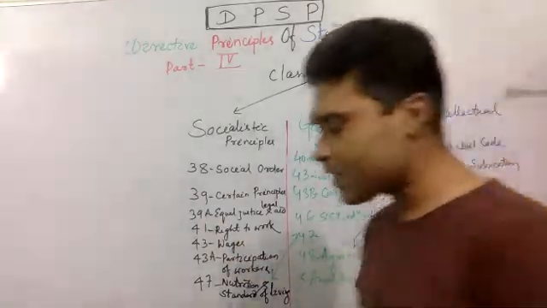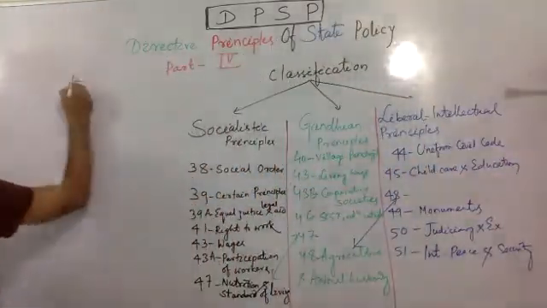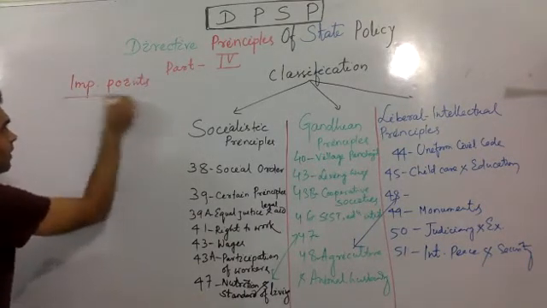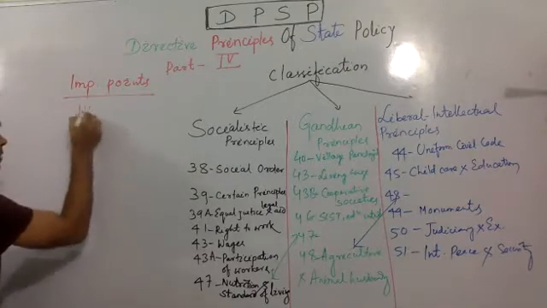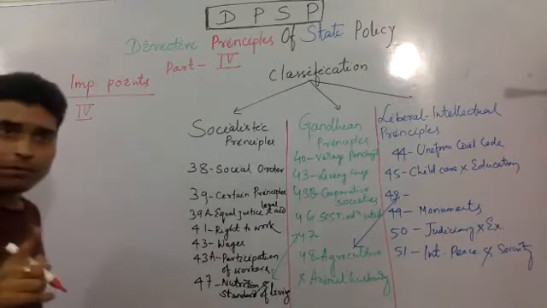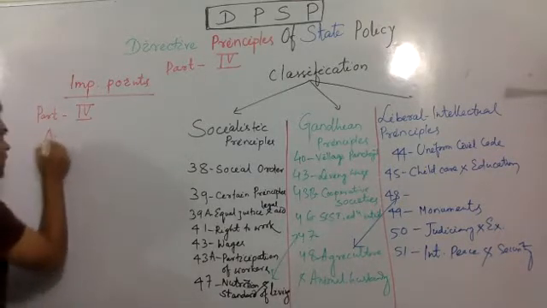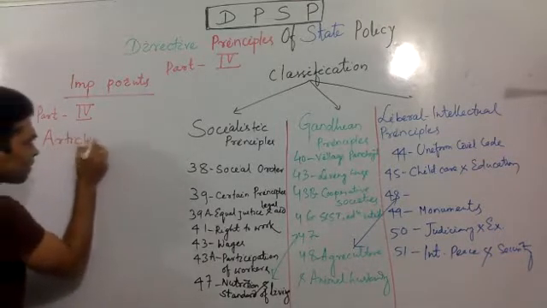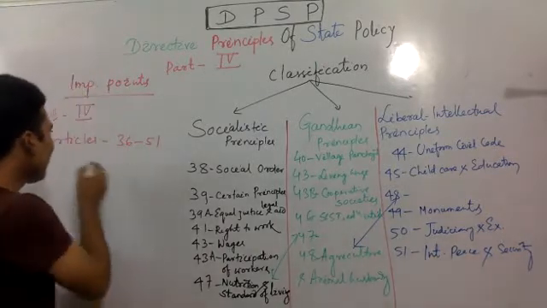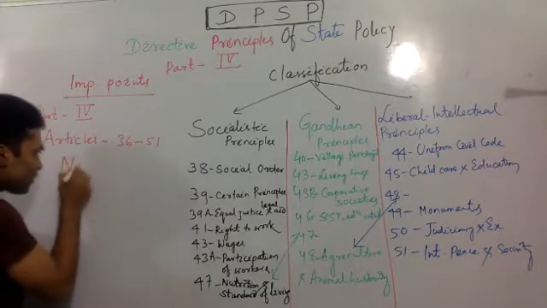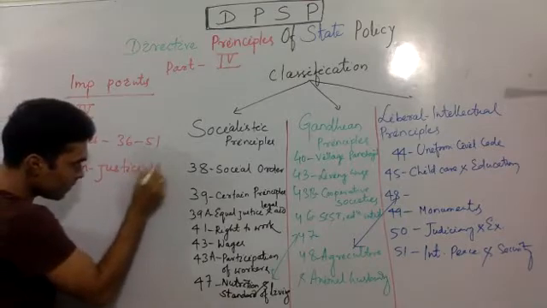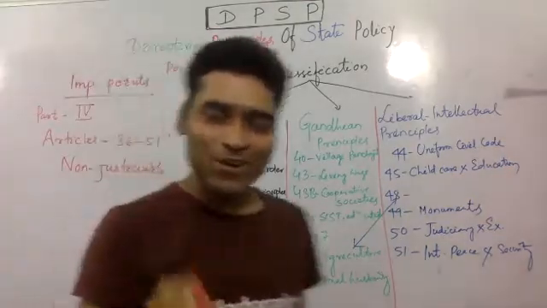The first thing is that you have to remember important points. First thing is that DPSP comes under Part 4. This is the point you have to remember. Second thing is that it covers Articles 36 to 51. Well, and these are non-justiciable. I will explain this. Non-justiciable. What is meant by non-justiciable?